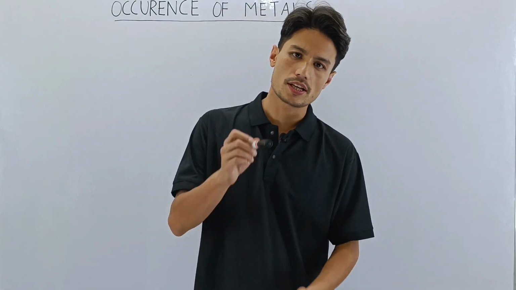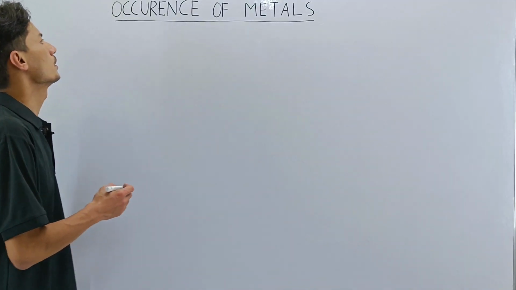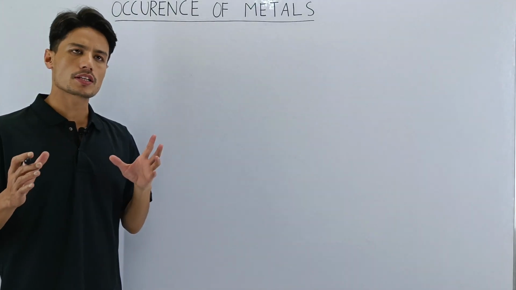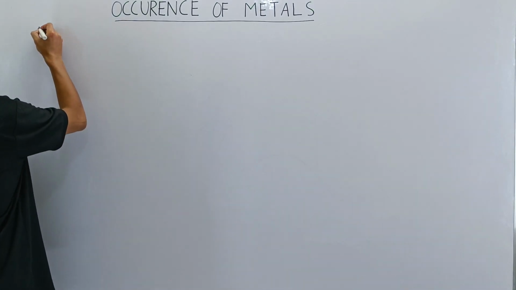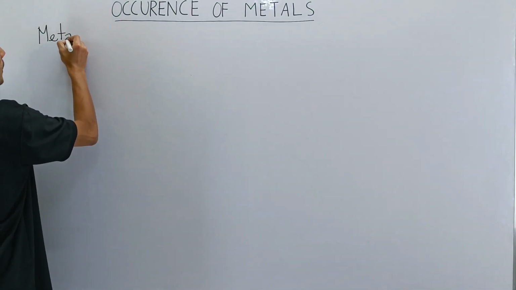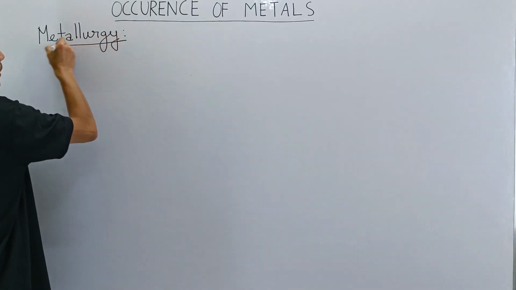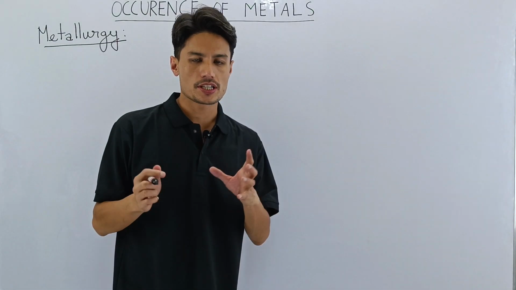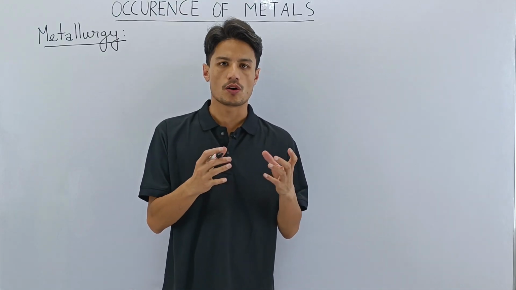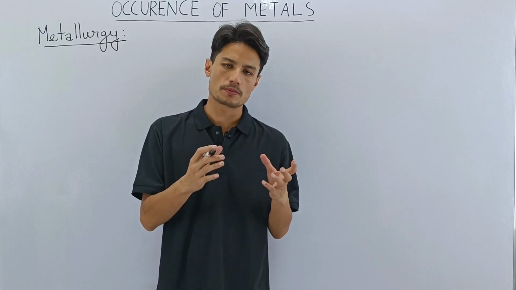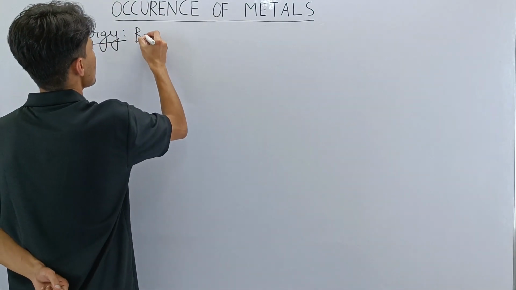All right. So today, the topic I have for you is occurrence of metal. So let's start with a very important definition, which is, let's define metallurgy first. So metallurgy, M-E-T-A-L-L-U-R-G-Y. What is metallurgy? Metallurgy is the branch of science that deals with the extraction of minerals profitably and economically. So it's a branch of science.